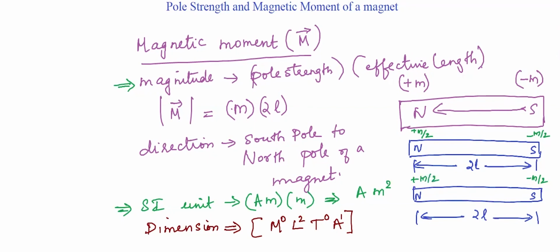Now let us calculate the magnetic moment. Again, the direction of the magnetic moment will be from south to North Pole, as indicated with that arrow. And the magnitude is the pole strength multiplied by effective length, so the magnitude of the new magnetic moment will become M by 2 multiplied by 2L, which is equal to M into L, which is again half of the initial value.